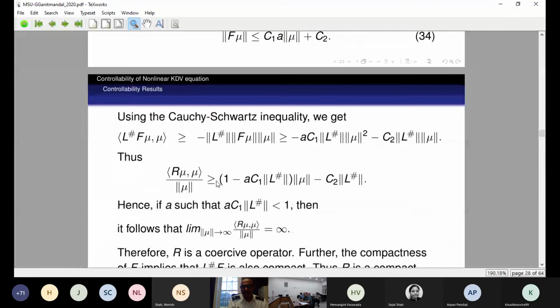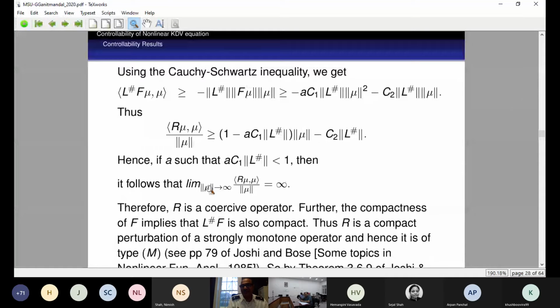But why are we doing this? See, again, in the limit as the norm of nu tends to infinity, the inner product of R nu with nu over the norm of nu equals infinity. This is nothing but the coercivity of the operator R. I now want to use the monotone operator theory here. This is the coercive operator. My capital F is compact, that means L has F is compact. That means R is nothing but a compact perturbation of a strongly monotone operator. A compact perturbation of a strongly monotone operator along with coercivity will always give you the definition of type M.